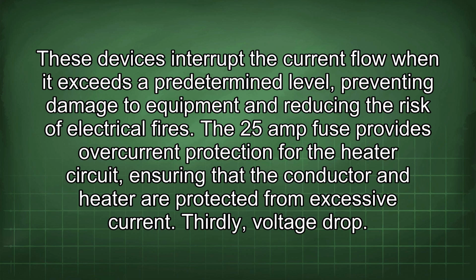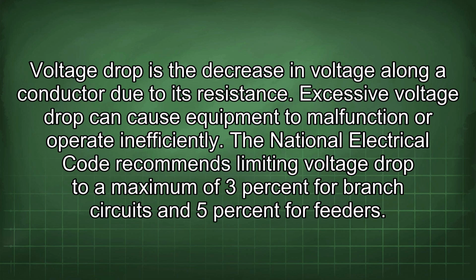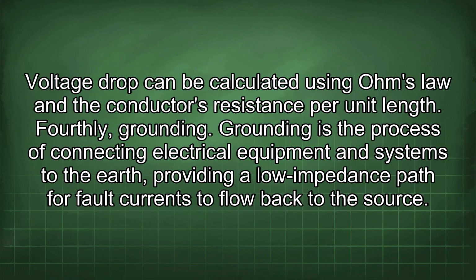Thirdly, voltage drop. Voltage drop is the decrease in voltage along a conductor due to its resistance. Excessive voltage drop can cause equipment to malfunction or operate inefficiently. The National Electrical Code recommends limiting voltage drop to a maximum of 3% for branch circuits and 5% for feeders. Voltage drop can be calculated using Ohm's law and the conductor's resistance per unit length.